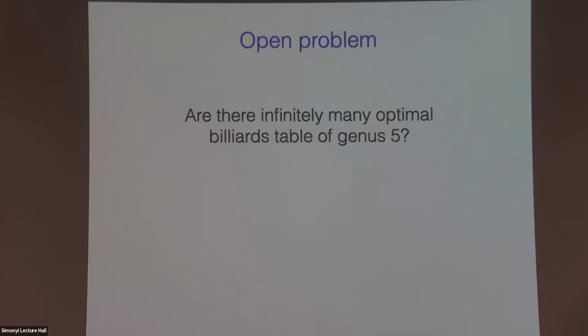Let me just end with this. Are there infinitely many optimal billiard tables of genus 5? So, yet another example of the great amount of mathematics that has evolved from the work of Niels Henrik Abel.